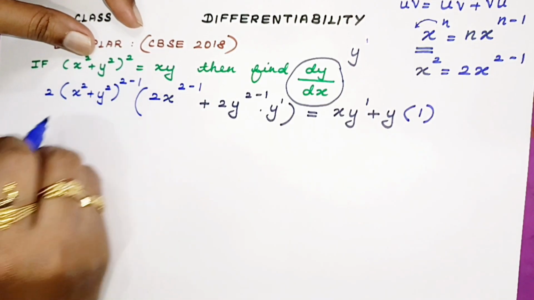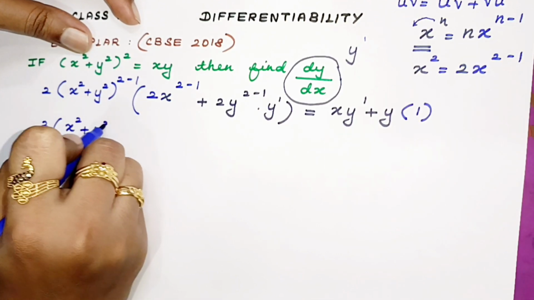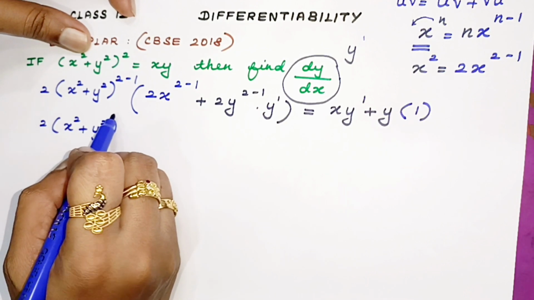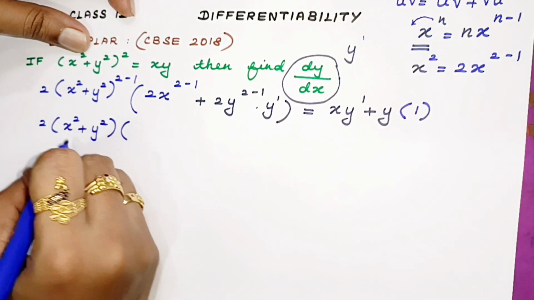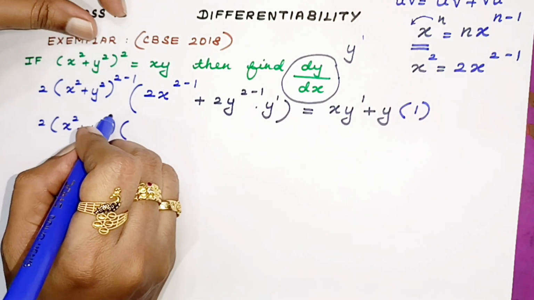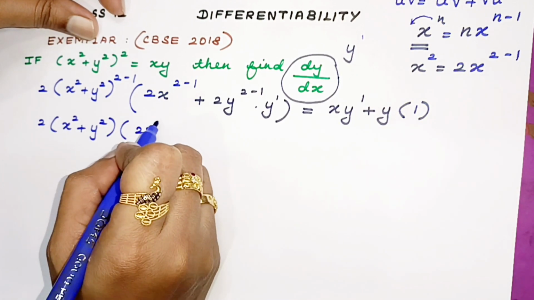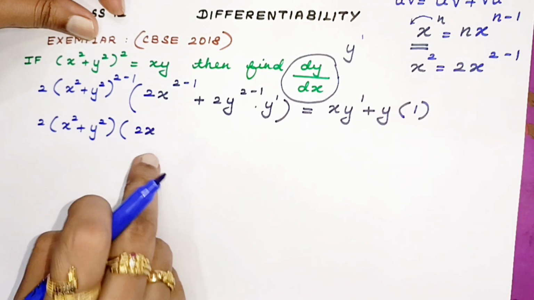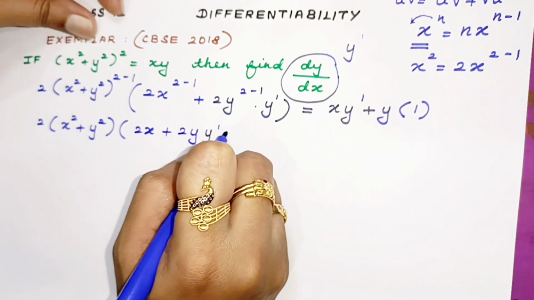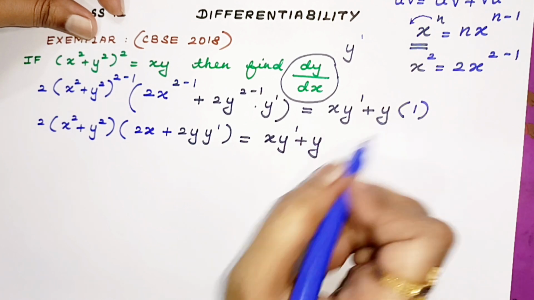So let us simplify the powers. 2 into (x square plus y square) the whole power 2 minus 1 is 1. There is no need to write the power 1, because anything to the power 1 remains the same. Next, 2x, 2 minus 1 is 1. Here also there is no need to write that 1. Plus 2y into y dash, that is equal to x y dash plus y into 1 is y.